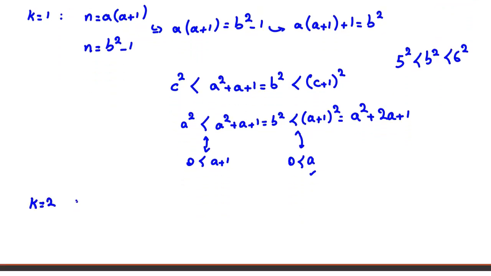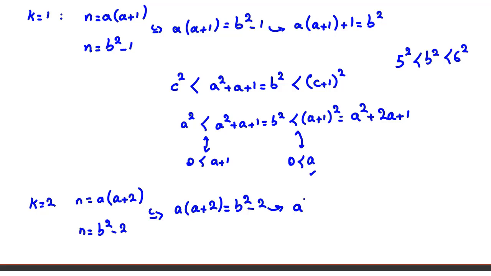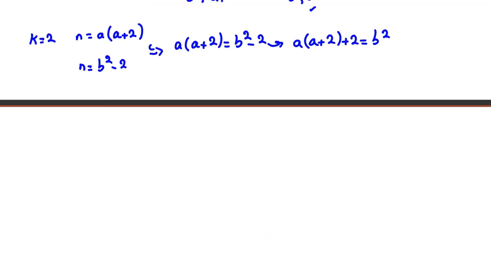Let's consider k equals 2. n is a times (a plus 2), and n is b squared minus 2. So they are equal, and we can write a times (a plus 2) equals b squared minus 2. If we add 2, a times (a plus 2) plus 2 equals b squared. Let's write a new page. Okay, a squared plus 2a plus 2 equals b squared. Again, I want to use the same idea.